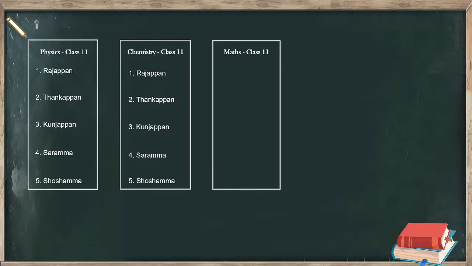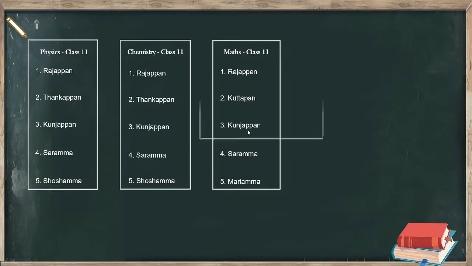Rajapan, Dankapan, Kunyapan, Sarama, Shoshama. Then for maths, he gave me a list where almost the names are similar. Rajapan, Tharama, Kunyapan are the same, but here two names are different: Kuttappan and Mariama. These two are unique. They were not in the other two lists. So I asked him why, and he told me that these are commerce maths students. Maths is the same for science and commerce, so they study maths together in one class. And I said okay.